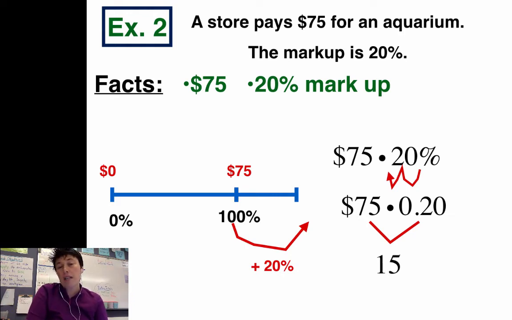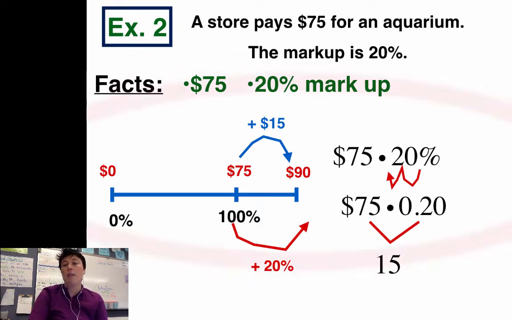So the markup is we have to add on 15 extra dollars. So 75 plus 15, we add that up. What's $75 plus 15? Yeah, 90. So when you go to the store to buy that nice aquarium, you're going to pay $90 for the aquarium.